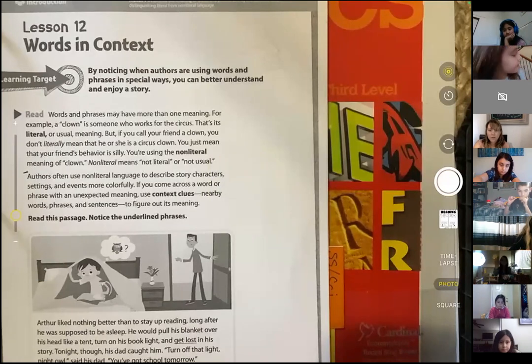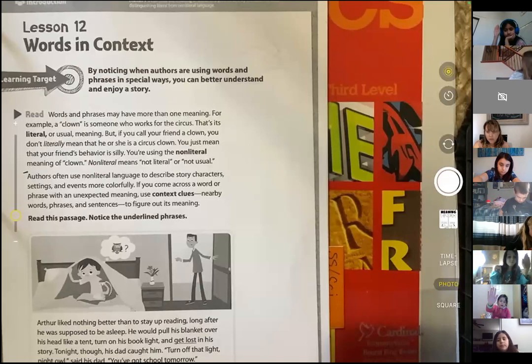Perfect. Thank you, Sophia F. Do I have somebody who wants to read the next paragraph? Let's do this. Let's move to Sophia H. Sophia H., you want to read the next one?